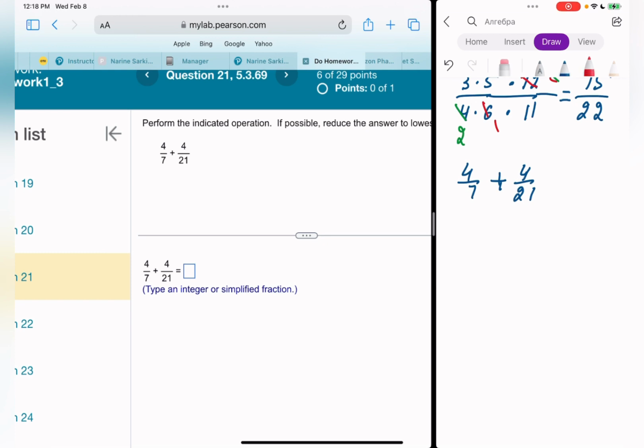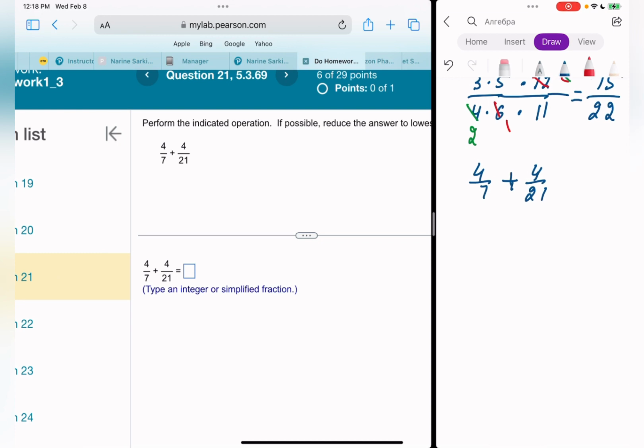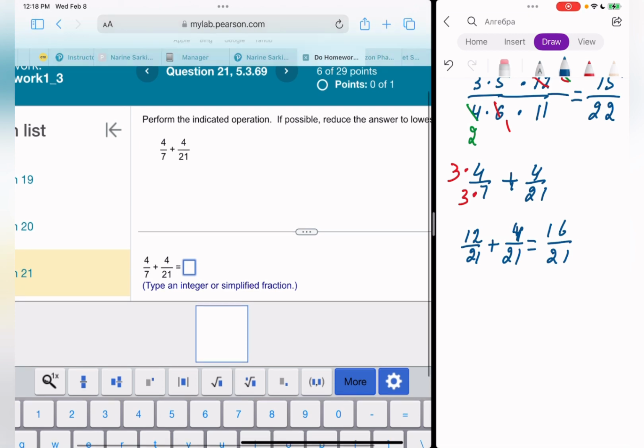So what do I get here? I need to bring to the same denominator. The second fraction I already have 21. The first fraction I have to multiply 7 by 3 to get 21. Which means on the top also multiply by 3, because whatever multiplication operation I do to the bottom, I do the same operation to the top. And I am getting 12 over 21 plus 4 over 21. The denominator is 21. 12 plus 4 is 16. I can't reduce anything here. 16 over 21.